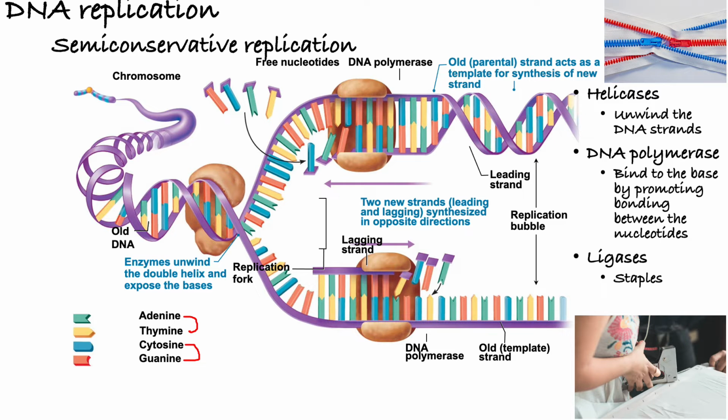And as these strands unwind, the molecules of DNA polymerase are going to bind to them, and this will promote bonding between the bases. This will allow, like I said, the adenine with the thymine, the cytosine with the guanine, and also linking all the nucleotides. Another word for nucleotides is these bases.